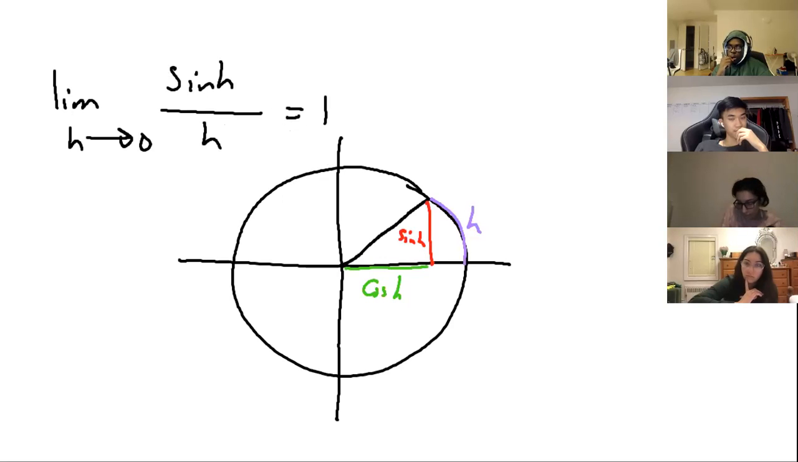You with me, guys? So they are essentially the same. That's how you get 1. When h is small, numerator and denominator are essentially the same. So this red vertical line segment is almost the same length as this arc. Let me show you the video again. Okay, so let's look at the video for a moment.